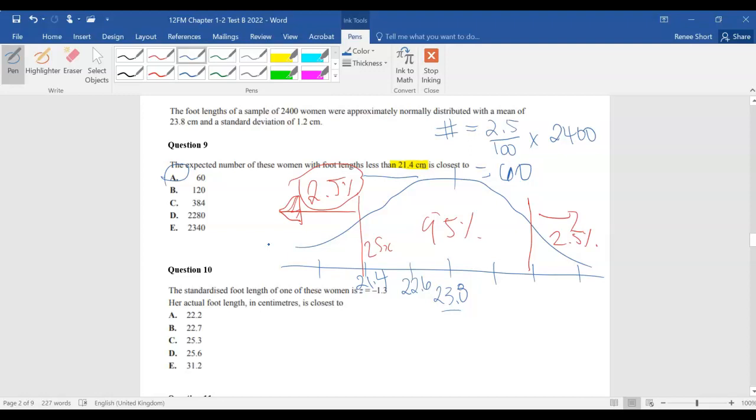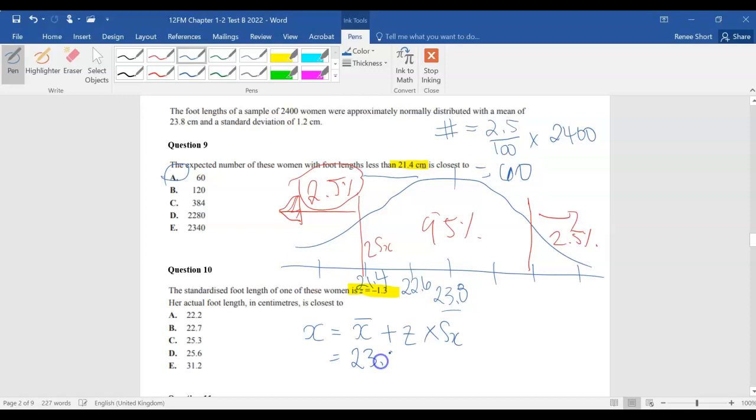Finally, for question 10, it says that the standardized foot length of one of these women is Z equals negative 1.3, and it wants us to find her actual foot length. For us to do this, remember that the formula for an actual score is the mean plus the Z score multiplied by the standard deviation. So I just have to substitute in the information that I have from the question.